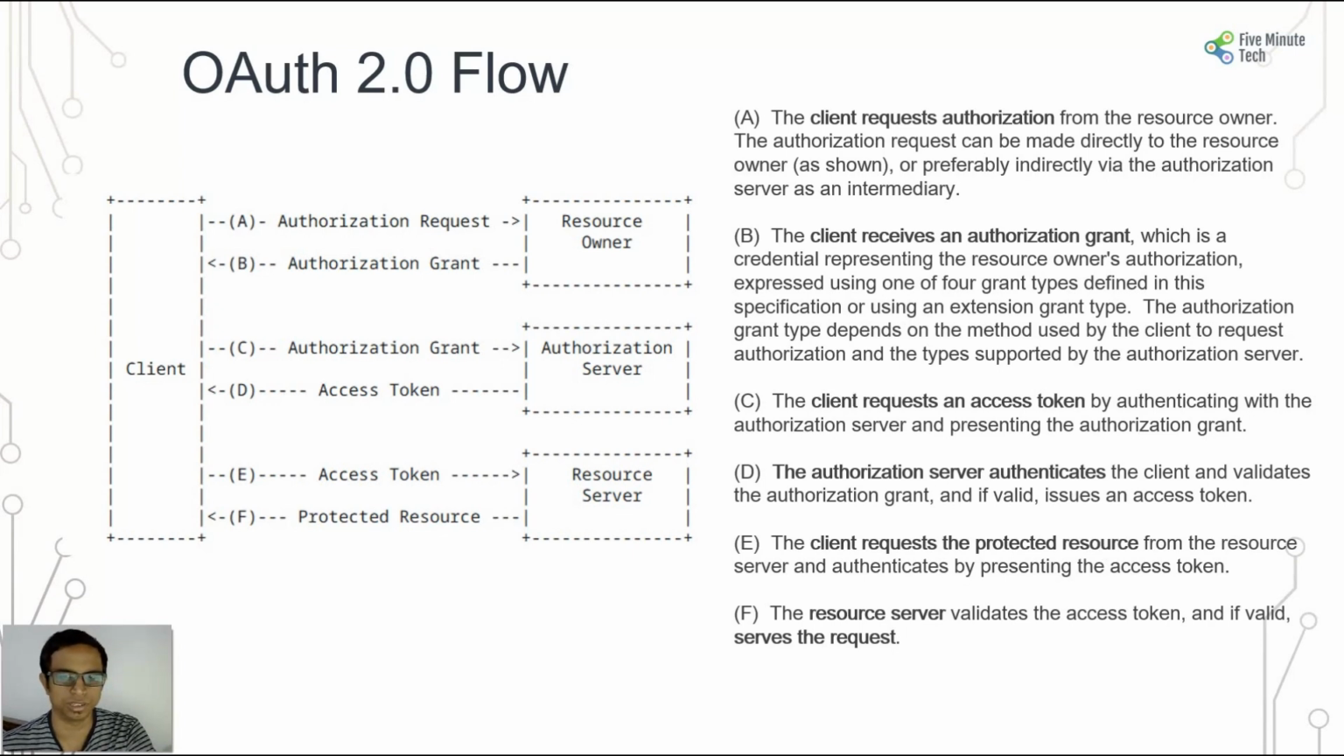The client requests an access token by authenticating with the authorization server and presenting the authorization grant. And then the authorization server authenticates the client and validates the authorization grant, and if valid, issues an access token. The client requests the protected resource from the resource server using that access token. The resource server validates the access token, and if valid, the server serves the request. So that is the complete flow of OAuth 2.0.